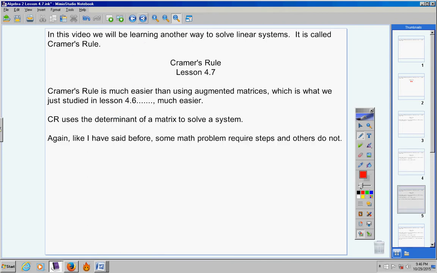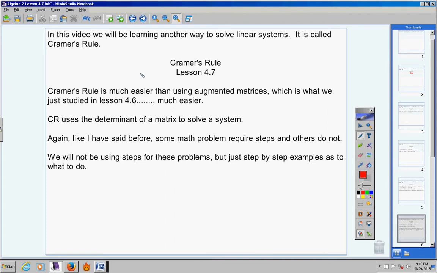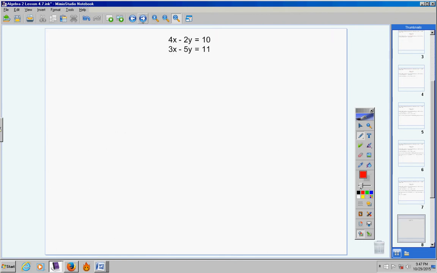Now, like I've told you before, some math problems require steps and others do not, okay? So with that in mind, we're not going to be using steps for these problems, but just step-by-step examples as to what to do, okay? And I think you'll find that definitely easy enough, okay? So here's our first problem. I want you to solve this system using Cramer's Rule, okay? So watch carefully as I do this. Solve this linear system using Cramer's Rule. Are you ready? Take some good side notes off to the side.